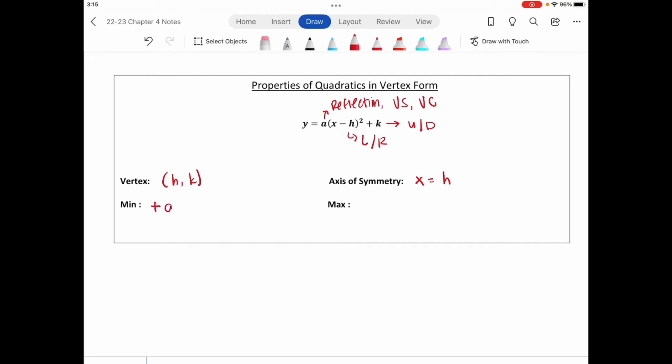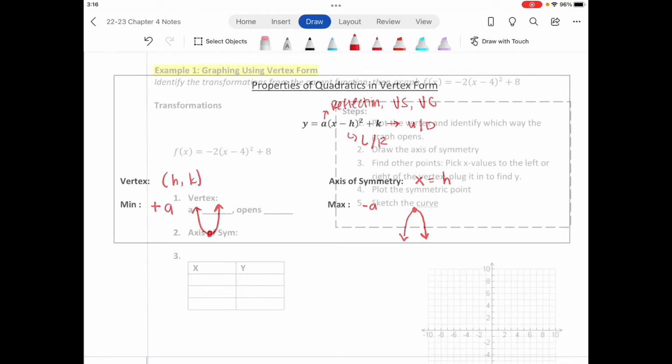If we have a positive a value, that means our graph is going to be opening up, and that causes us to have a minimum point. But if we have a negative a value, the graph is going to open down, which causes us to have a maximum point. So overall, h and k will help us find the vertex and the axis of symmetry, but then the a value will help us know if we have a minimum or a maximum.